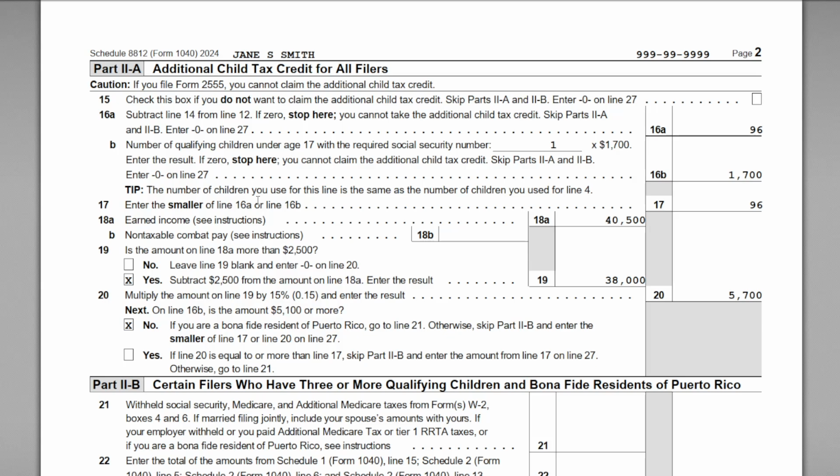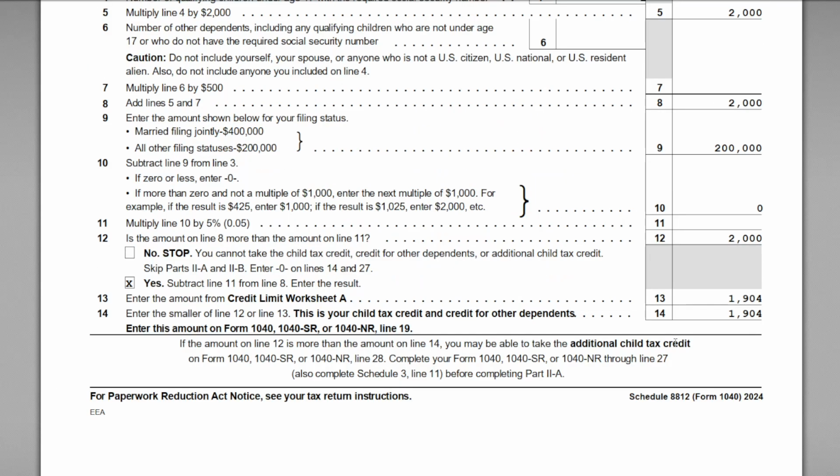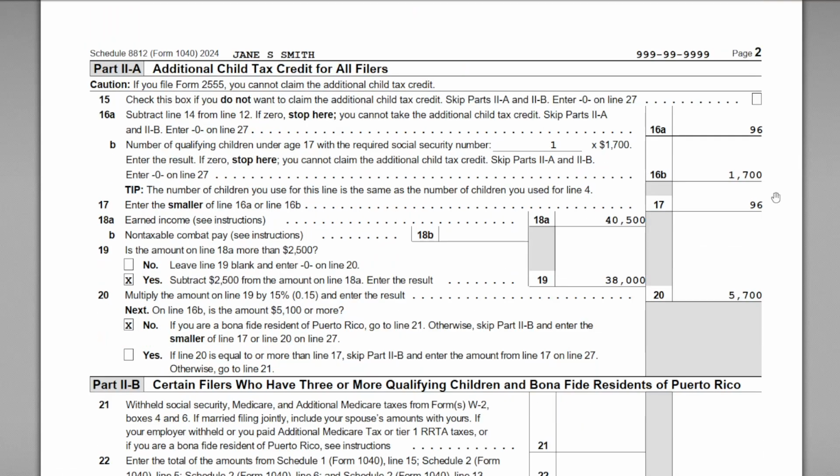They can't claim any amount of ACTC, but in this example, it's been set up in such a fashion where she will be able to get it. So line 16A, we're going to subtract line 14 from line 12 above, right? So if I go back up here, line 14, $1,904, subtracted from $2,000 gives us $96. So $96 is the excess, the piece that we couldn't use initially.